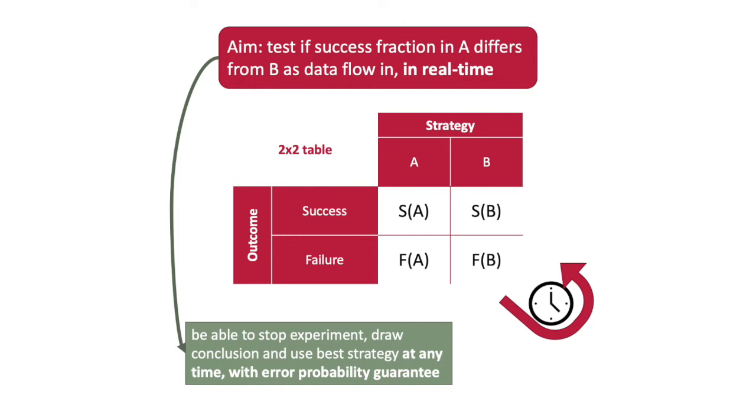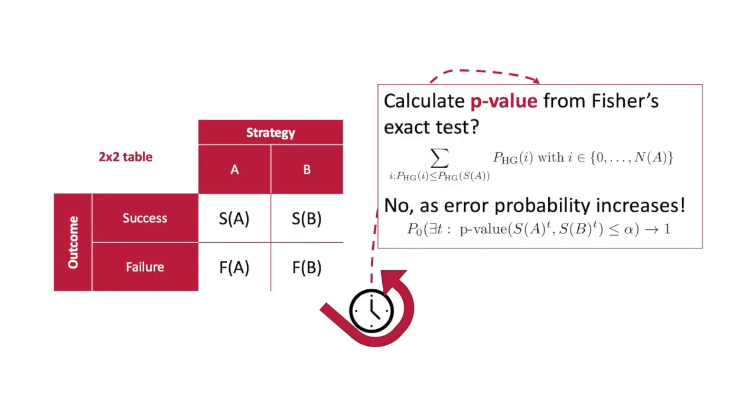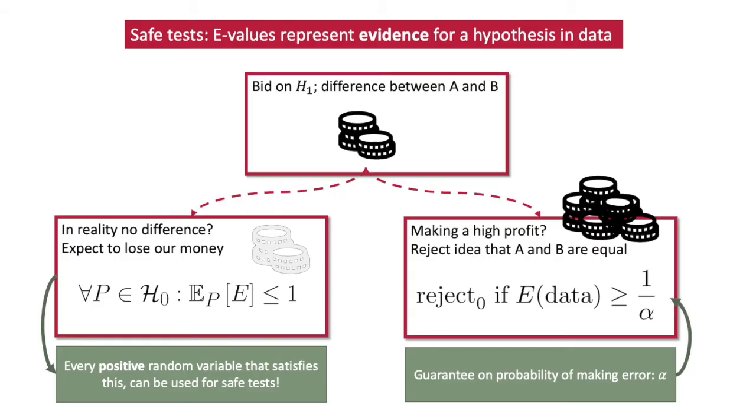And we also want to do this while keeping a guarantee on the probability of making an error. Would we, for example, calculate a p-value with Fisher's exact test at every time point, we can see that the error probability, so the chance of wrongly deciding that the groups are different, will eventually go to 1 as we collect more and more data over time. This is where safe tests come in.